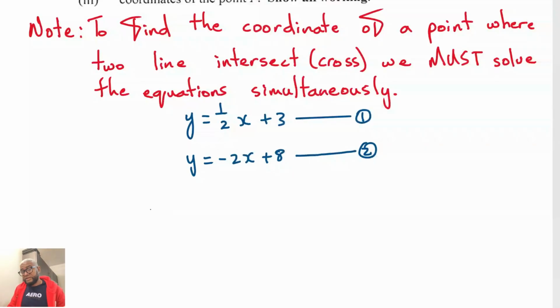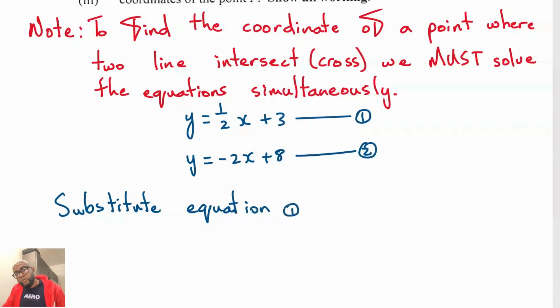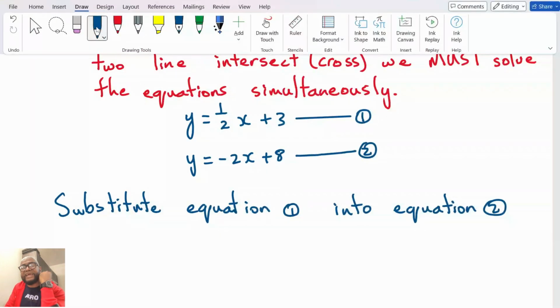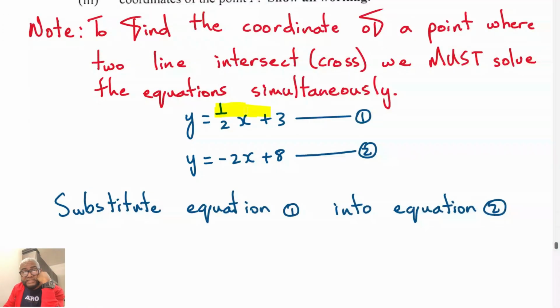So we've got a new substitution method, right? I'm going to substitute equation 1 into equation 2, right? So for the first equation, we have y is equal to a half x plus 3. For the second equation, we have y is equal to negative 2x plus 8. It's like I take any two equations and put them equal to each other, right? So I'm going to take this, I'm going to highlight it.